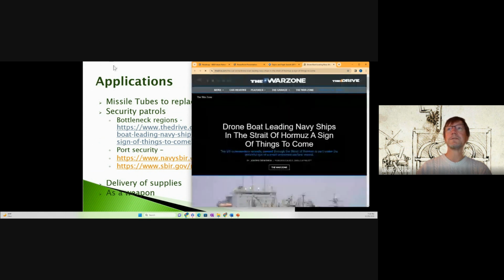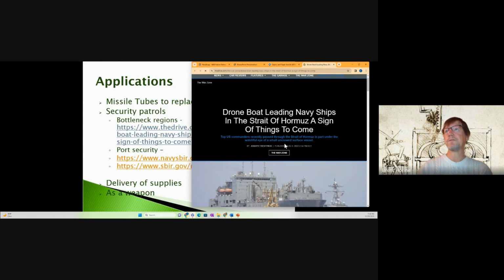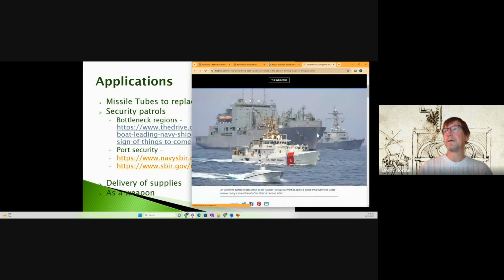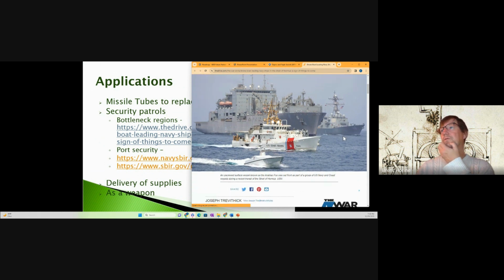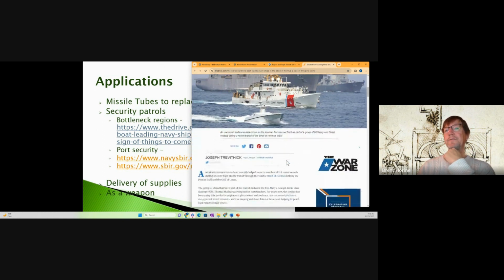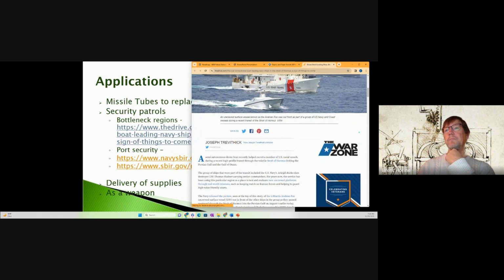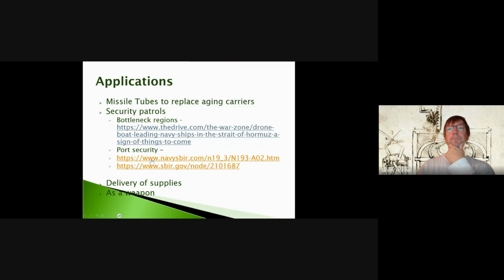Well, it's been a while since I looked at these, but here's a drone boat leading Navy ships in the Straits of Hormuz, sign of things to come. So here's an autonomous vehicle right here, trying to protect. I think that looks like that might be a destroyer or a cruiser over there. And so here, obviously a photo op, but we've got an unmanned autonomous vehicle, or semi-autonomous drone boat, being operated there.